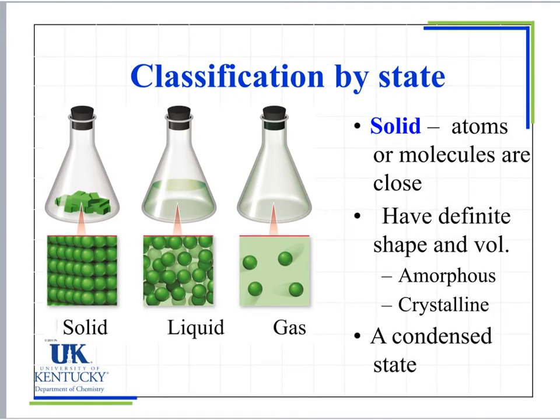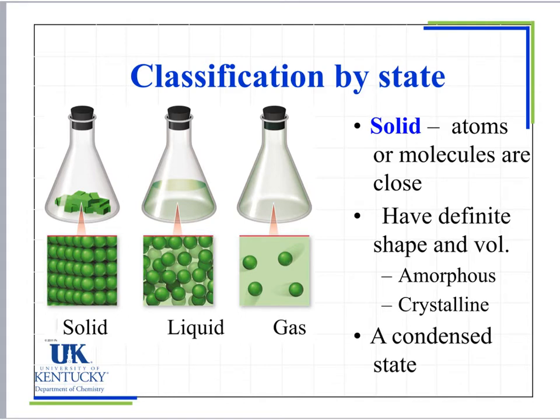Okay, so matter has three different states: solid, liquid, and gas. The first one we're going to talk about is solid. In the solid state, atoms or molecules are very close together. They cannot move past each other. Well, we cannot say they do not move because they have vibration, but they cannot move past each other. They're connected together, so since they don't move past each other, they cannot change shape. So they have a definite shape and also a definite volume.